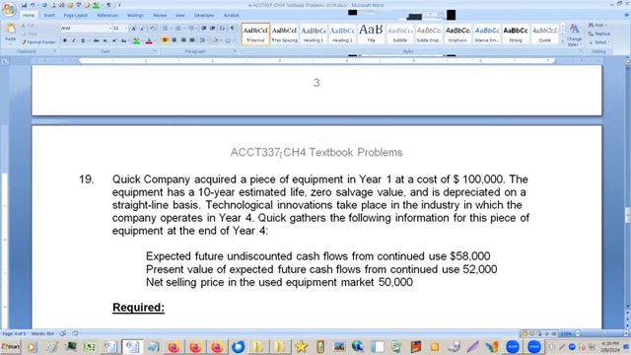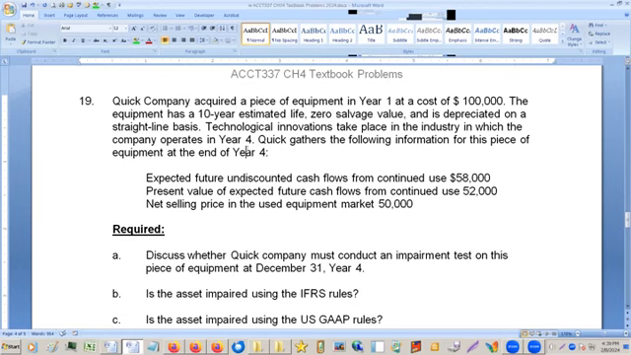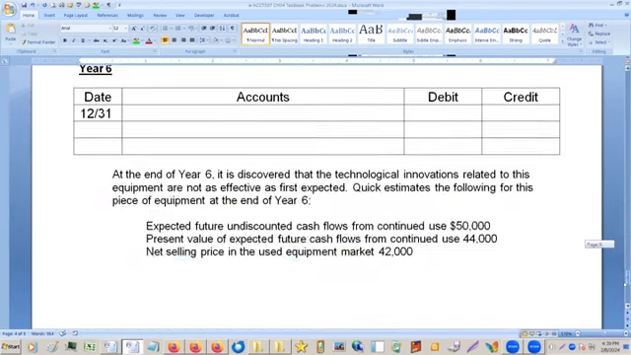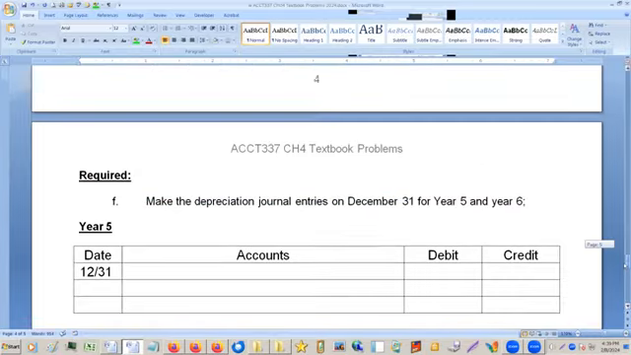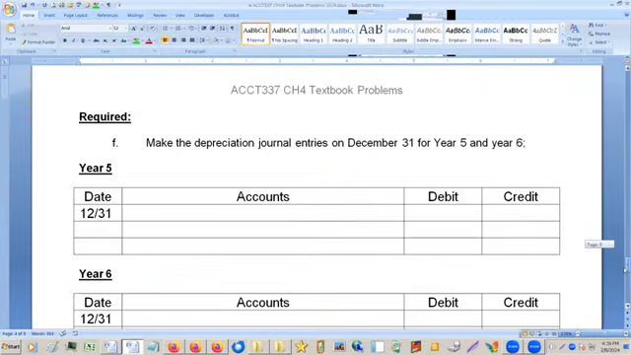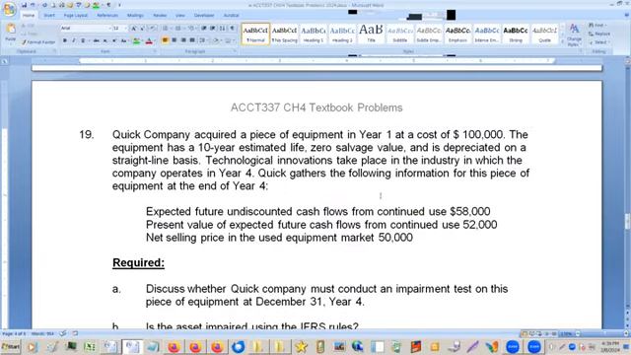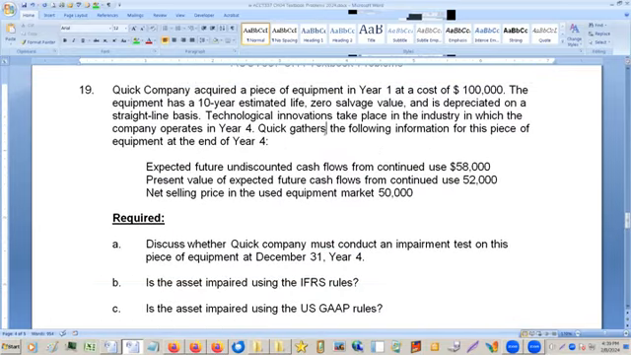All right. So this is the last one we're doing. Hopefully, this is the last one we're doing. Hey, it is, I think. Yeah. Okay.